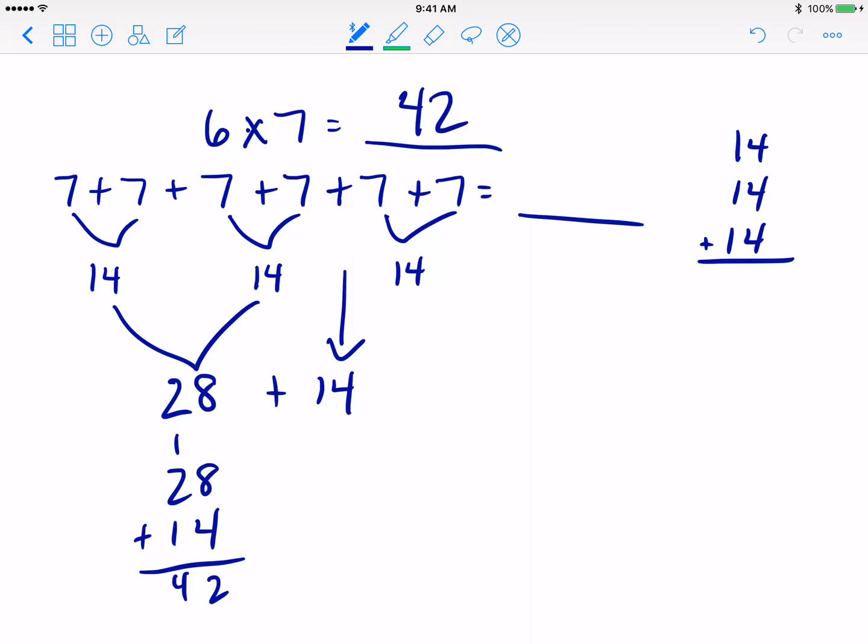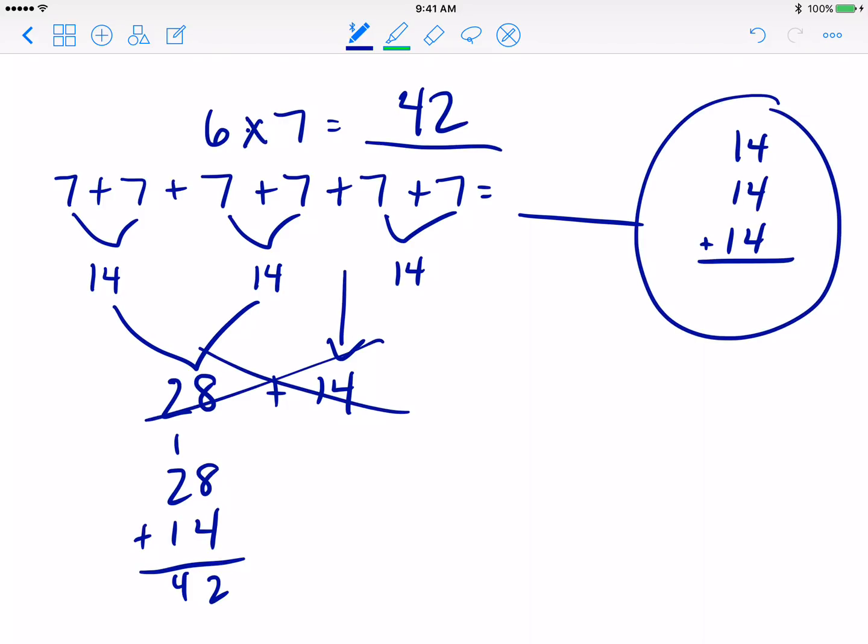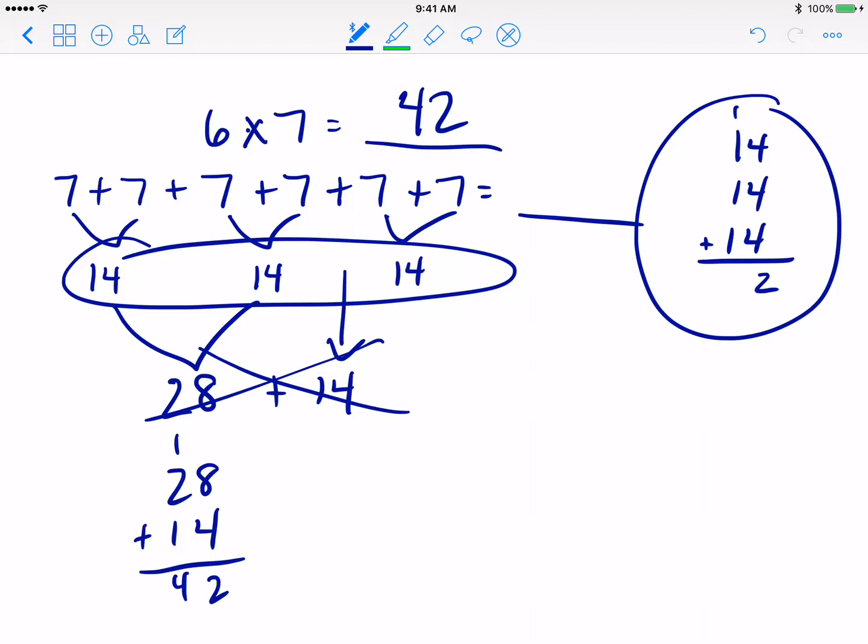Okay? Or you could come over here and do it this way if you just wanted to eliminate that step and just add the 14s together. You could do 4 plus 4 plus 4 is 12. And then add 4 1s together, you have 42 to find your product. So that's repeated addition.